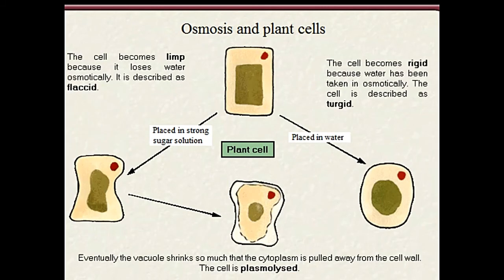When the cell becomes limp because it loses water osmotically, it is described as flaccid. When the cell becomes rigid because water has been taken in osmotically, it is described as turgid. Eventually, the vacuole shrinks so much that the cytoplasm is pulled away from the cell wall. The cell is plasmolysed.